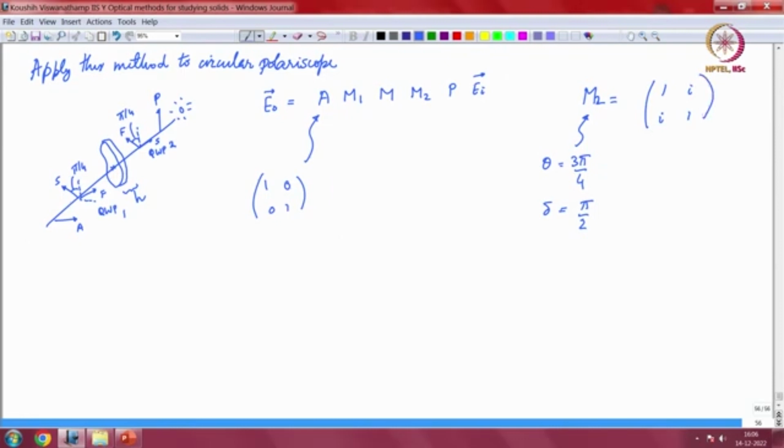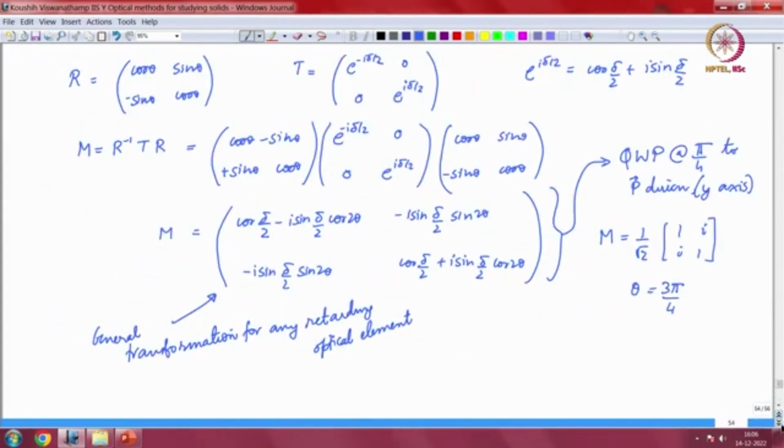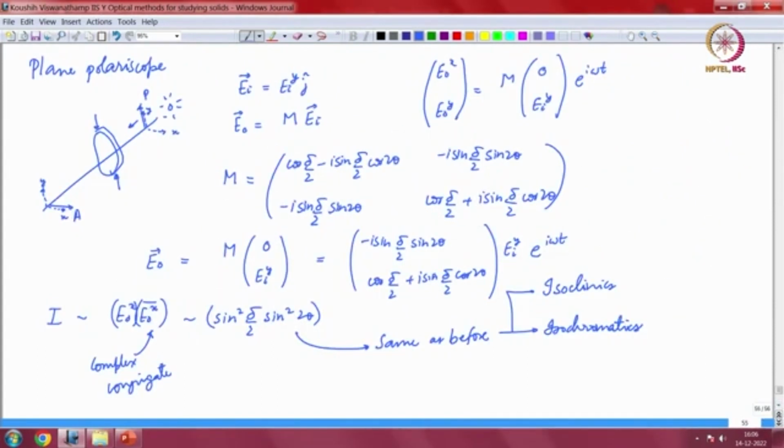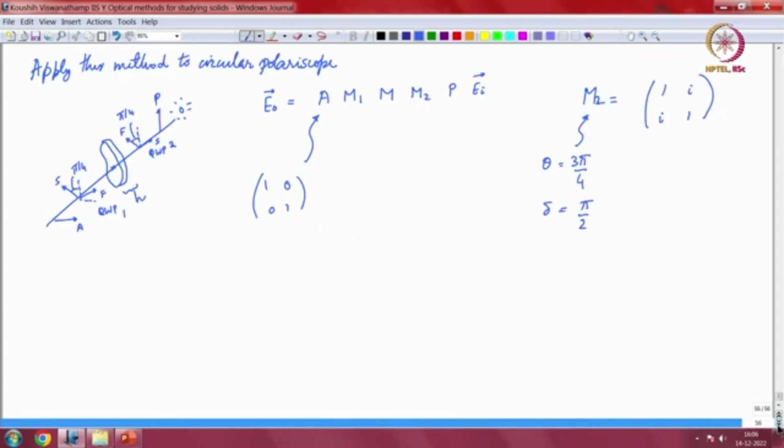You go back to the original general expression for M that we had worked out, this one, and then you put delta equal to pi by 2 and theta equal to 3 pi by 4, and you will get this. And you do the same for the other one, which is pi by 2 away from this. So you put theta equal to 3 pi by 4 plus pi by 2 and delta again equal to pi by 2, because it is still a quarter wave plate. There should be 1 by root 2 here, and you will get something that looks like this.